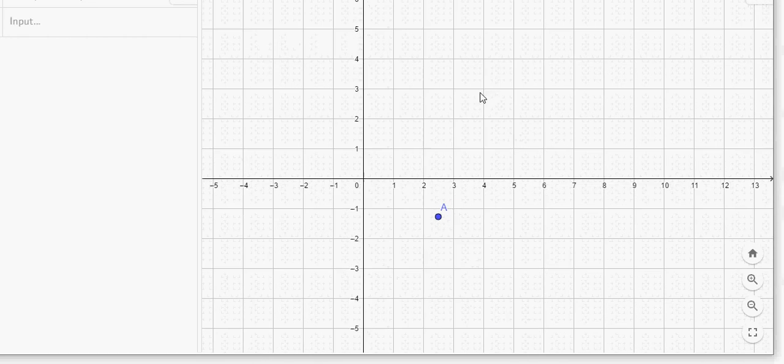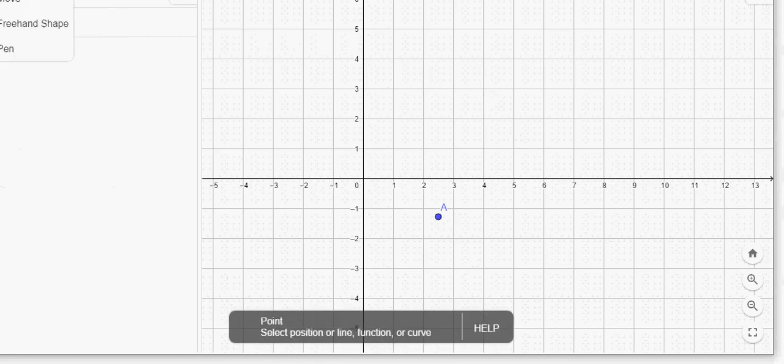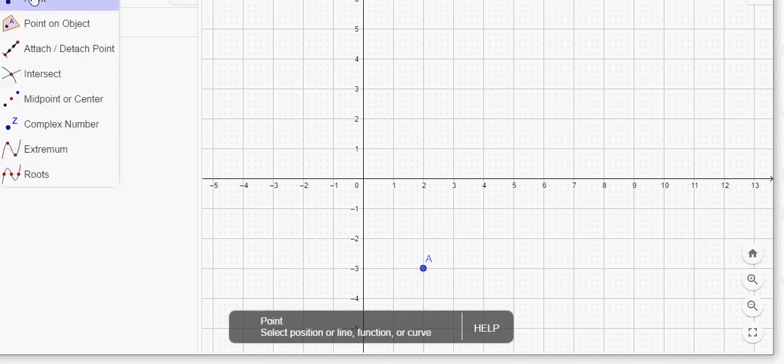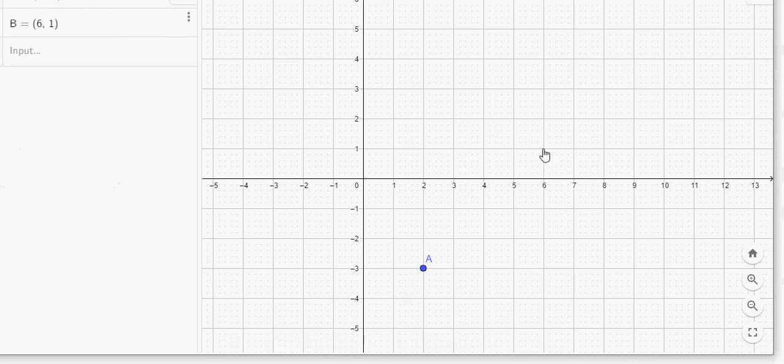Always run out of space. Alright, thanks. (2, -3), yeah. Next one? (6, 1). And then after that? (8, 3).